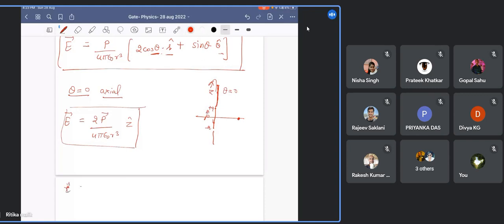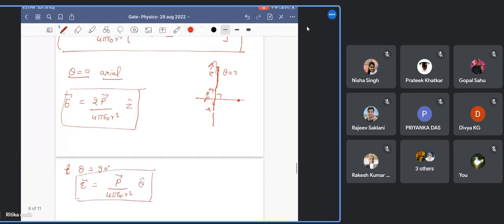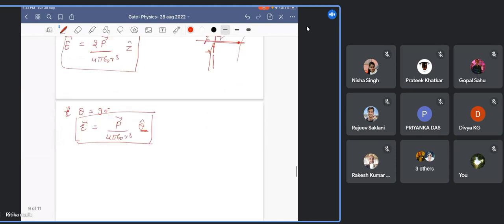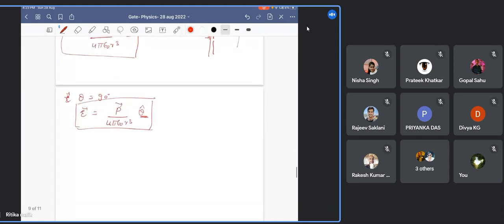In that case, theta will become 90 degrees with the z axis. So the electric field is given by P vector divided by 4 pi epsilon naught r cube, in the theta cap direction. Generally it is written as theta cap, but it will be in the xy plane, wherever the projection comes. So this is the electric field due to the electric dipole.